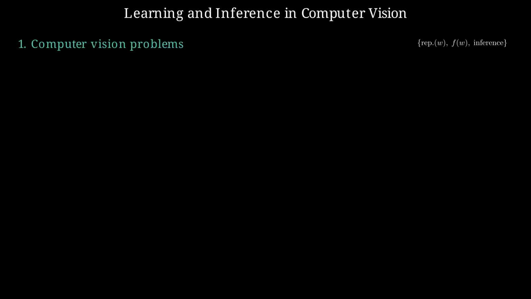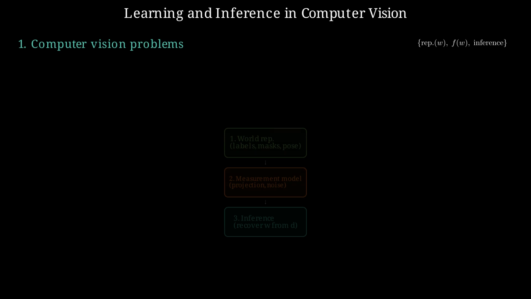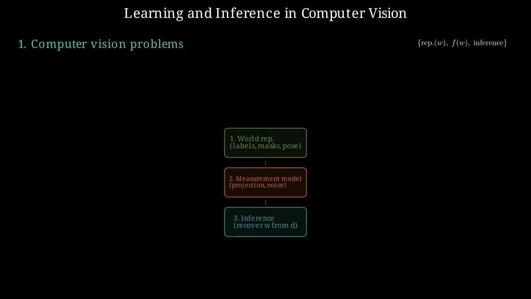A complete solution to any vision task requires three engineered components. First, a world representation, the variables we commit to estimating: discrete labels, continuous poses, binary masks, or parametric shape models. Second, a measurement model, how W generates D. This includes camera projection, reflectance and shading, motion blur, quantization, and sensor noise. Third, an inference algorithm, a procedure that searches or optimizes over candidate world states to find those consistent with the observation. That may be closed-form algebra, iterative optimization, sampling, dynamic programming, or gradient descent through a neural network.